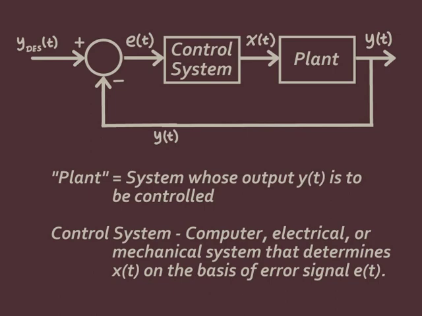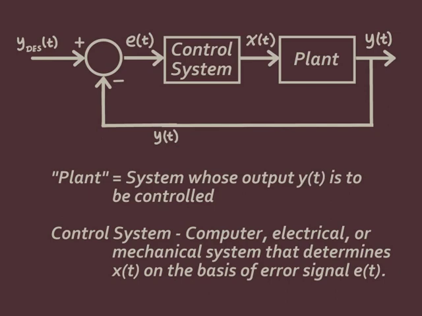You see, the control system embodies the logic of how to adjust the signal x of t on the basis of the error signal. Depending upon the application, this control system may be a computer, an electrical circuit, or even a mechanical system. The key aspect here is that it adjusts the signal x of t in response to an error signal, e of t. This sort of control is referred to as feedback control because of the presence of the feedback loop, highlighted here. The control system is often referred to as the controller or the feedback controller.